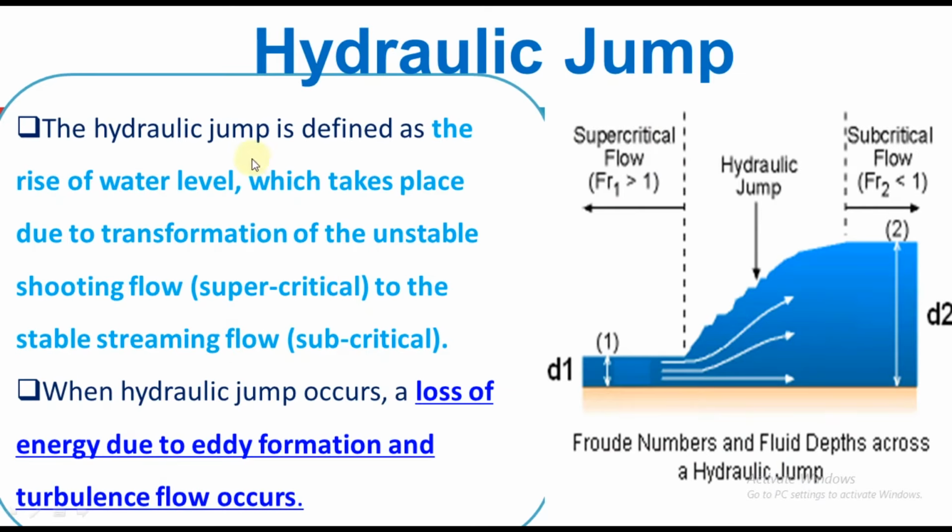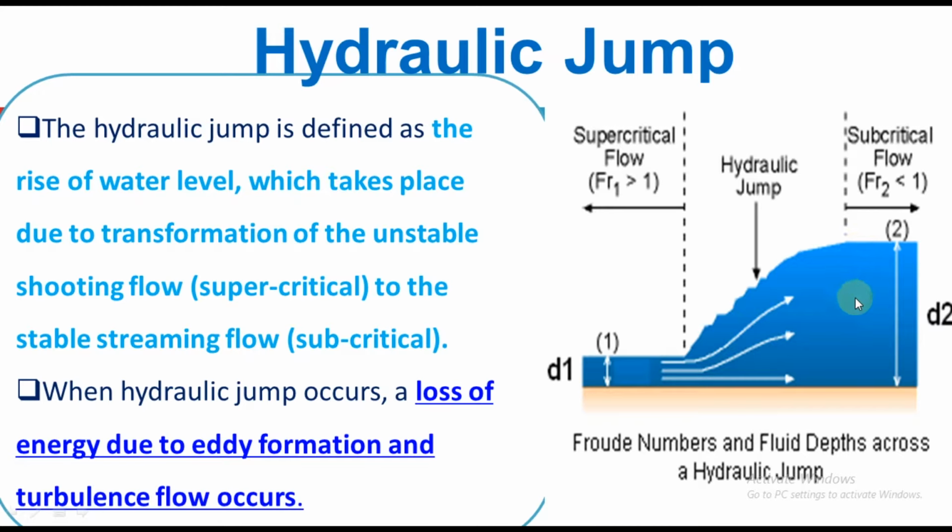So how can we define the hydraulic jump? It is the rise of water level which takes place due to the transformation of unstable shooting flow, or supercritical flow, into stable streaming flow, or subcritical flow. That means the transformation of this supercritical flow from section 1 to subcritical flow is known as hydraulic jump, and the water rise that occurs due to that is known as hydraulic jump.